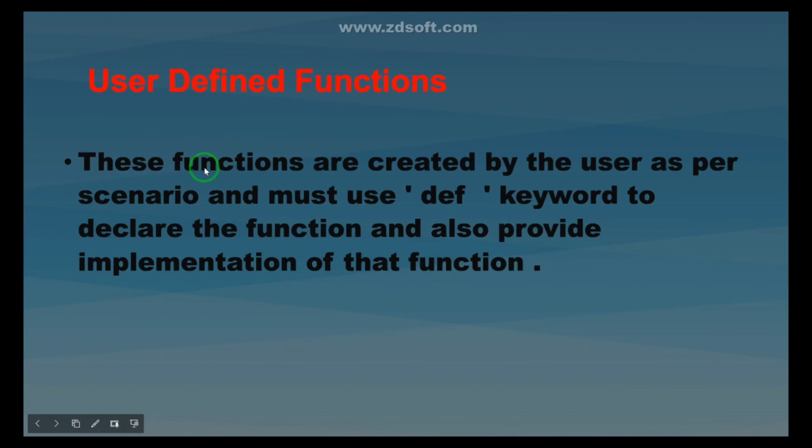And what is meant by user defined function? These functions are created by the user only. We create them as per our scenario where they can be used, and we must use the def keyword to declare the function and also provide the implementation. In the previous max or min function, you are not seeing any def keyword and you are not providing any implementation. But in a user defined function, you must specify def and the implementation part also.